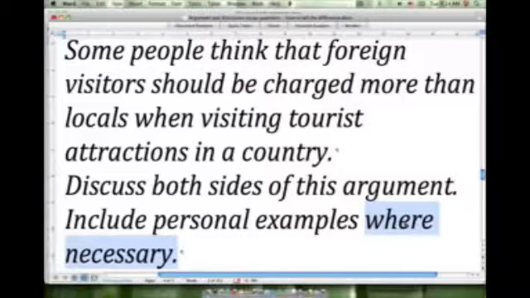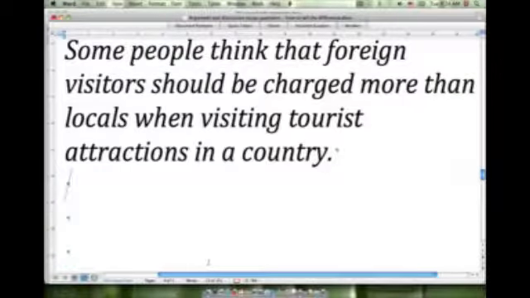So the personal examples that you share might only be in support of this position. I think it's not impossible, but it would be rare that someone would have personal experiences that would support both sides of the same argument. It's possible, I guess, but... Okay, so this would be a discussion essay, and you would be using some personal pronouns in your response.